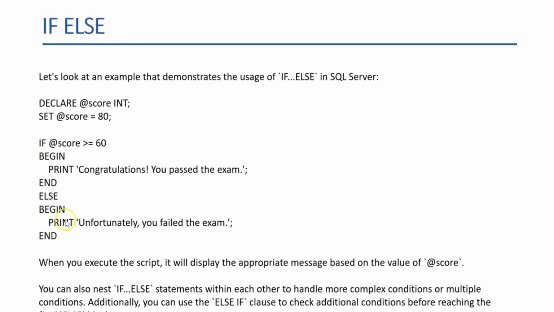Let's see one example here. We have declared one variable that is of integer type. We have assigned one static value to that variable. Now I say that if my score, that is this variable, is greater than or equal to 60, so this is my condition, then it will go to the begin block and print congratulations, you passed the exam. So this will be printed on screen. If your score is not greater than or equal to 60, it means the condition is false, so it will go to the else statement and execute whatever block you have mentioned there.